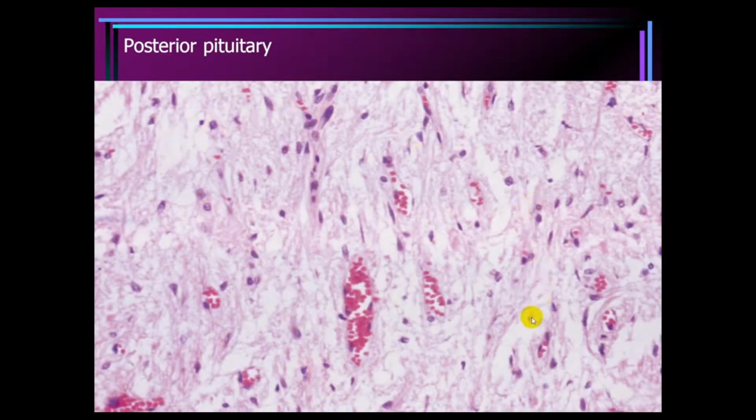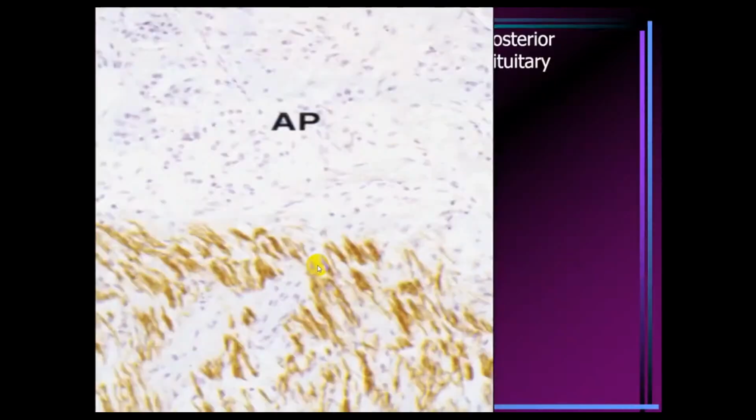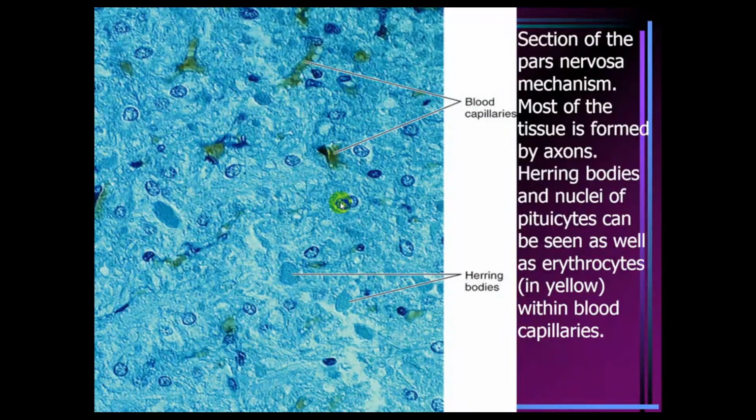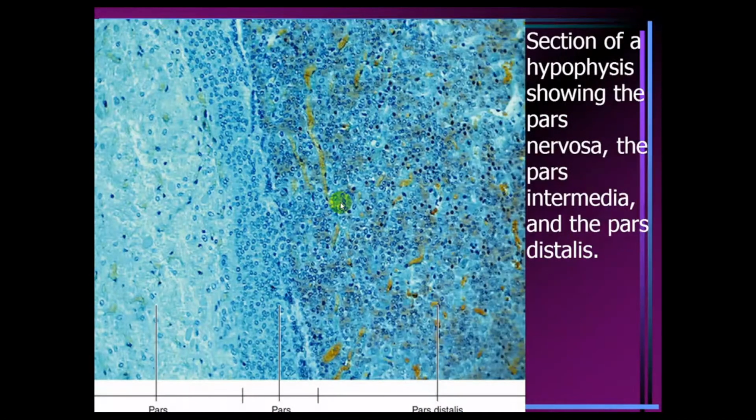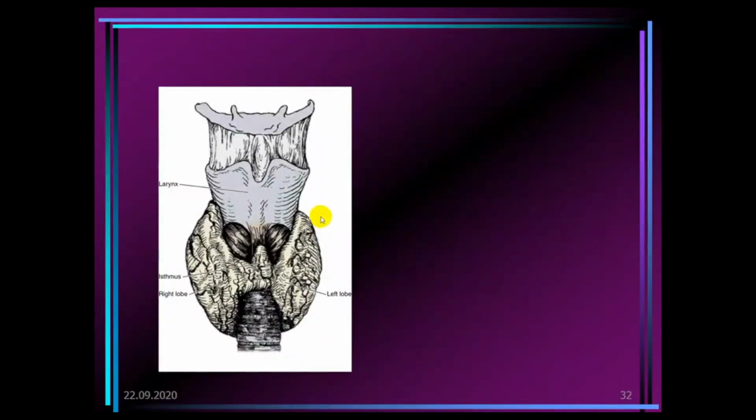Posterior hypothalamus is not clearly visible after the hematoxylin staining, and you can see this in the picture. Herring's bodies are not visualized. Again, the pars nervosa after hematoxylin staining: many components are absent.